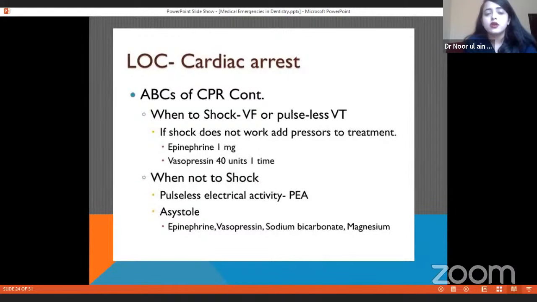When to shock? If shock does not work, add pressure to the treatment, that is epinephrine 1 milligram, and vasopressin 40 units one time. And when not to shock, in pulseless electrical activity, that is PEA, we'll give the patient epinephrine, vasopressin, sodium bicarbonate, and magnesium. This is a protocol which is given in hospitals for cardiac patients.